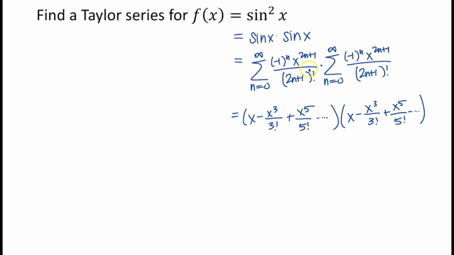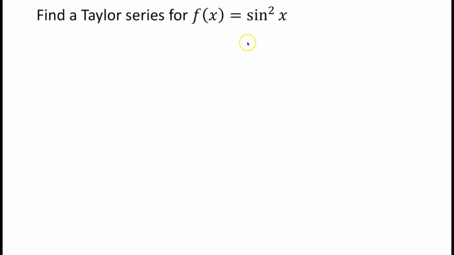We can add the general terms together if we're adding or subtracting summations, but there's no way that we can multiply them. With all that gone, let's focus on what we do need to do. We are going to rewrite sine squared x using a power reducing formula. So we know sine squared x is 1/2 minus 1/2 cosine of 2x. And now we can start to build a Taylor series for cosine of 2x.